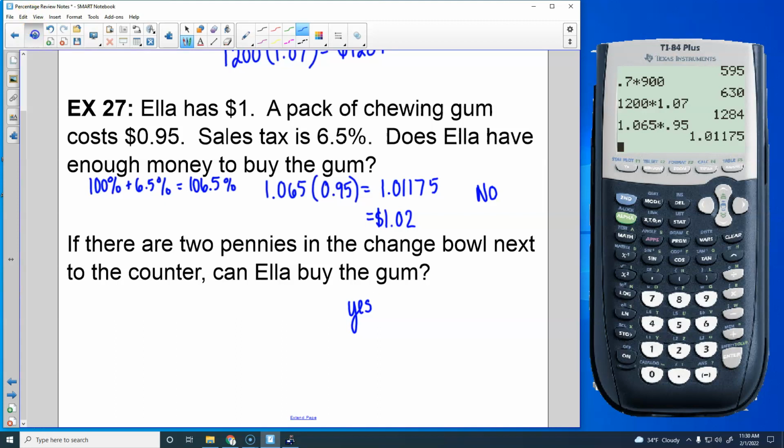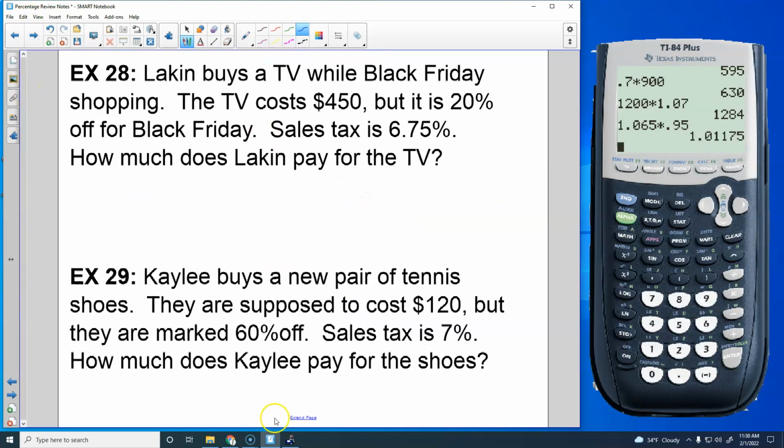Okay. All right, so we did not get to these at the end where we've got discount and sales tax. So that certainly is a real life situation that we're going to look at.